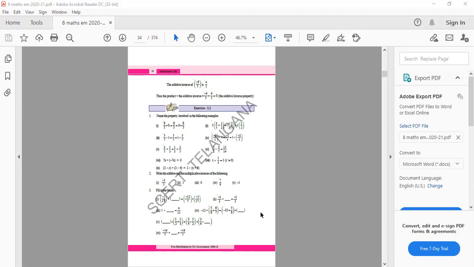So I'll try to say the answers. You're ready to copy. First one is: name the property involved in the following examples. In this, what are the properties involved? I'll try to say that.